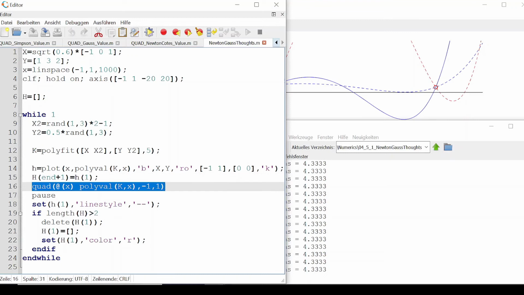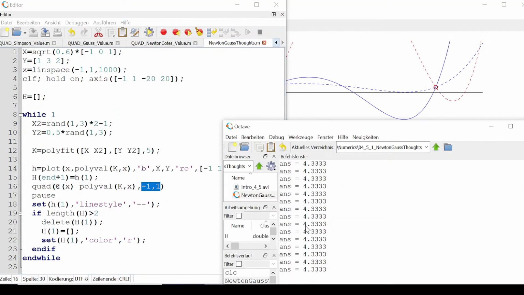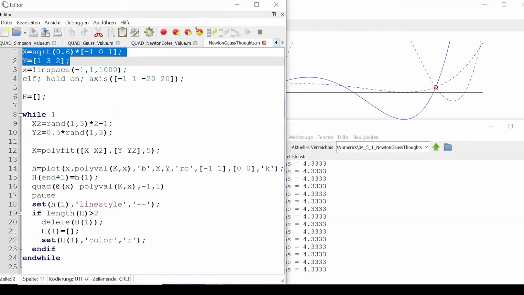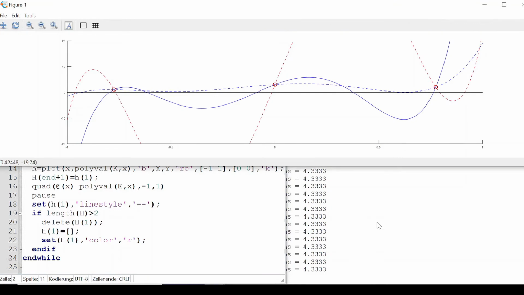Here I'm calculating the integral value by applying the quad command. This is the MATLAB, the Octave command to find the integral value. I am using my polynomial here. After polyfit, I have the coefficients of the polynomial, and then I can evaluate the polynomial using the command polyval. And then I'm integrating from -1 to 1, and the answer is always 4 plus a third. Always, whichever polynomial interpolates these 3 points, the integral value is always 4 plus a third.